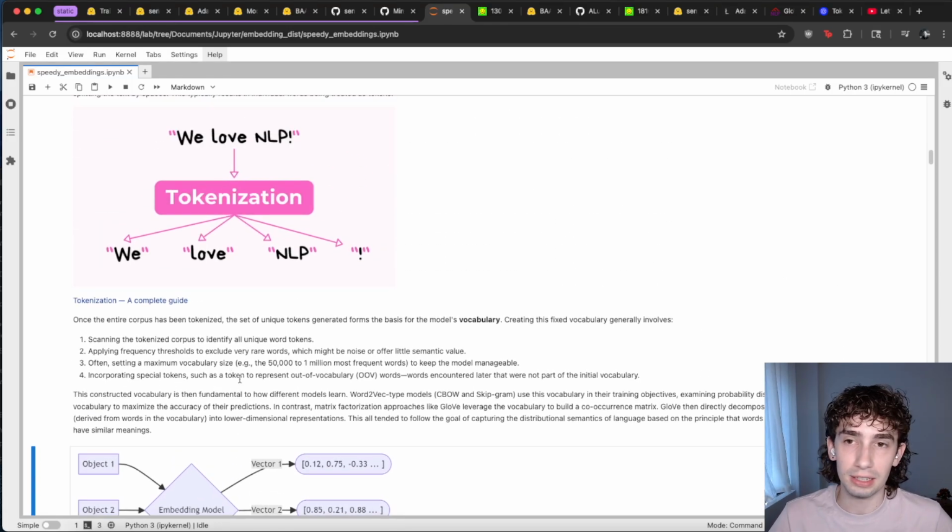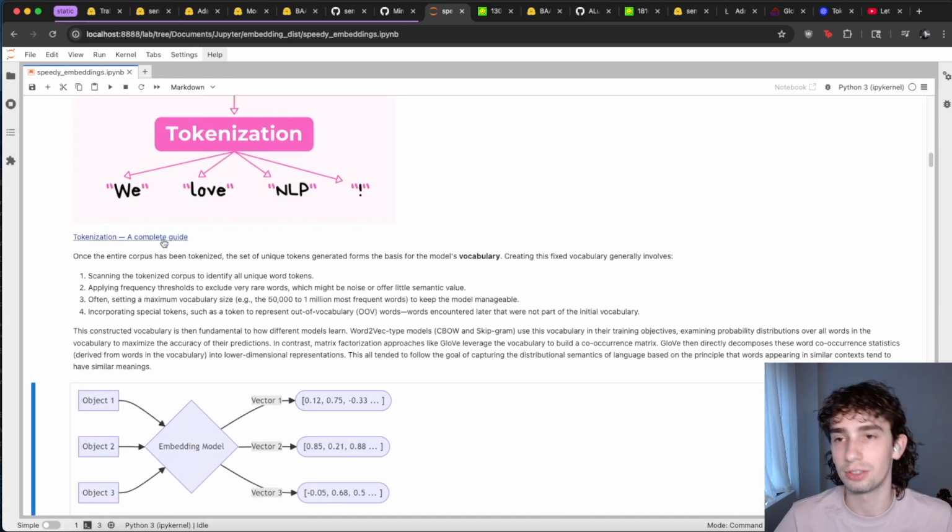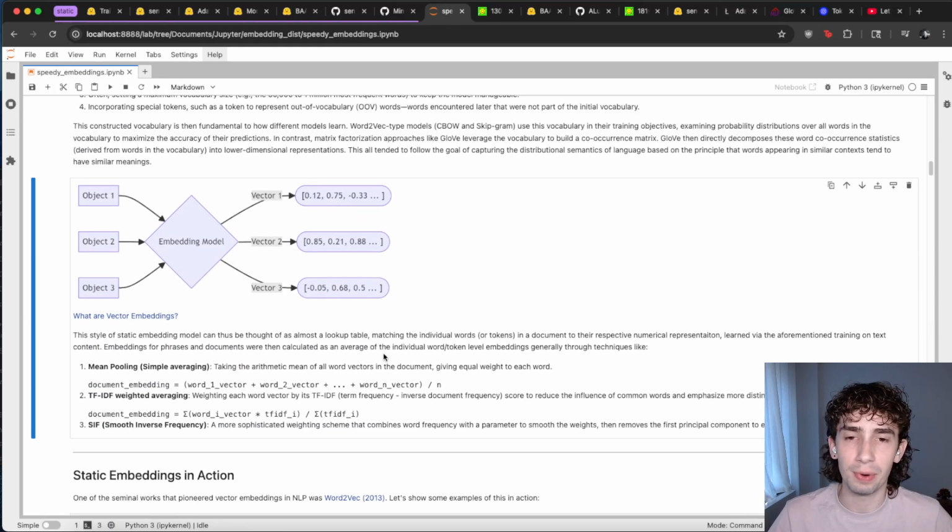So with static embeddings, we're not going to do anything too fancy. Generally, the embeddings for each individual word are going to be combined in some way, and there are a few different ways of doing that. You may use a simple averaging approach, taking the arithmetic mean of all of the word vectors, giving equal weight to each one of those words.